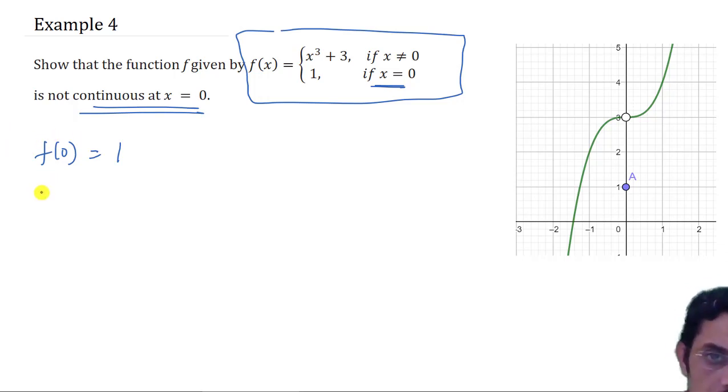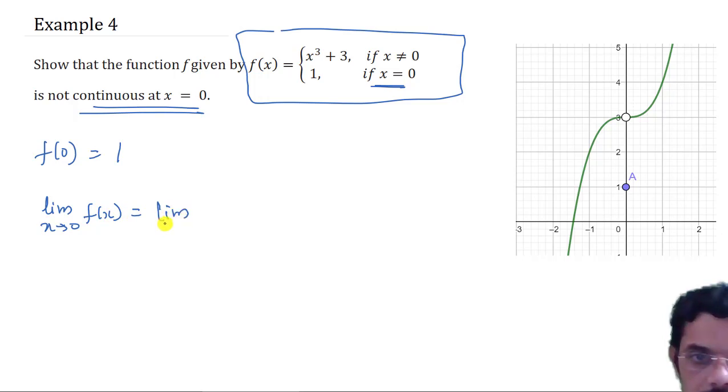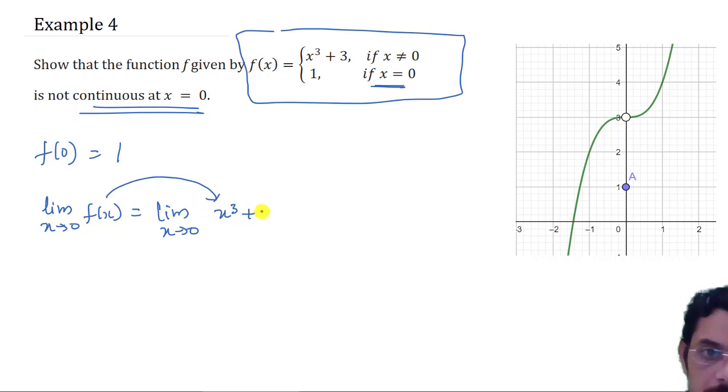Next, we need to find out the left continuity. Here the left and right functions are defined in the same way, x raised to 3 plus 3. So we need not break them into two parts. So limit x tends to 0, f of x will be equal to limit x tends to 0 from both the left and right. It is the same thing. f of x will be written as x raised to 3 plus 3, right?